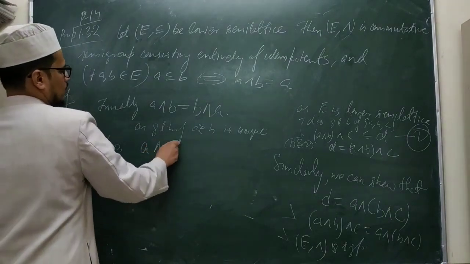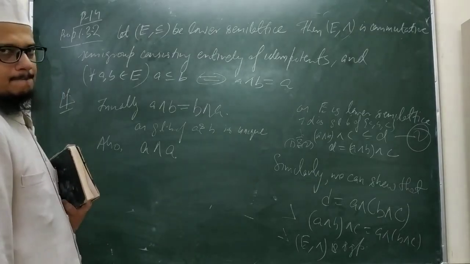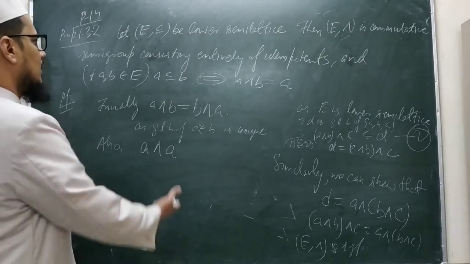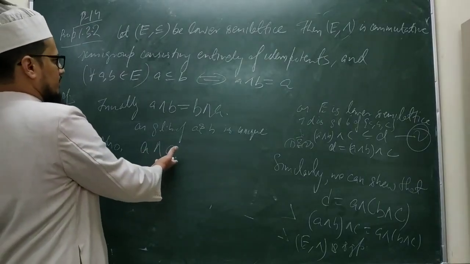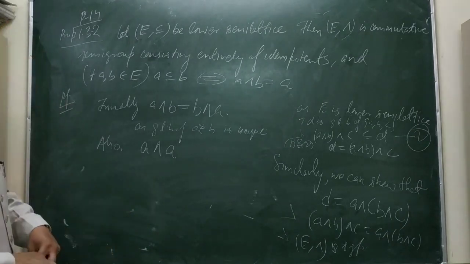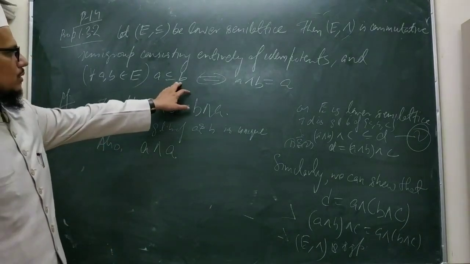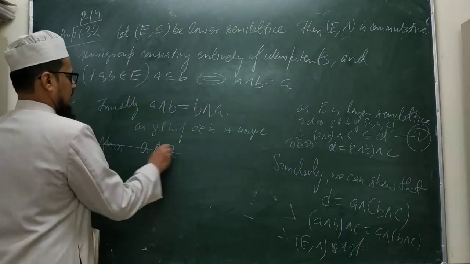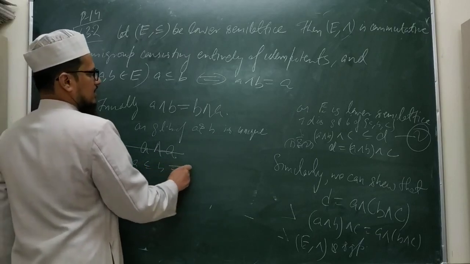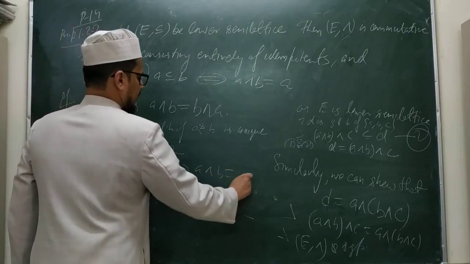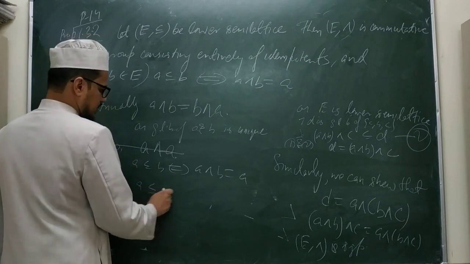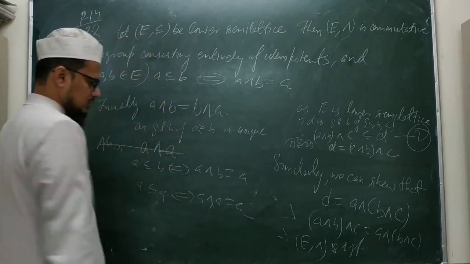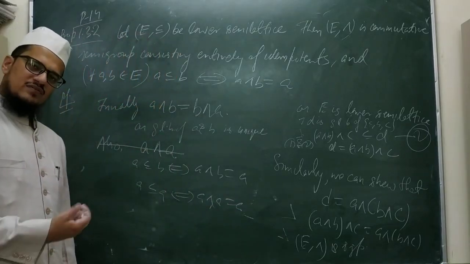Also, A meet A, what will it come to? Of course, it will be A. This we have proved already: A less than or equal to B implies A meet B is equal to A. So A less than or equal to A is a particular case. Of course, it implies A meet A is equal to A. So in this way, this part is proved.